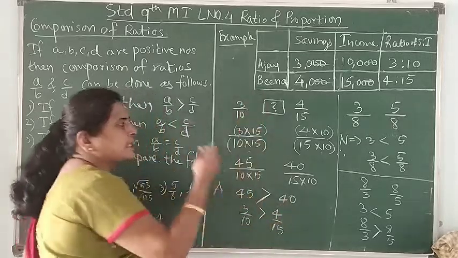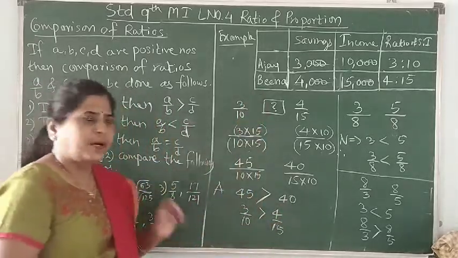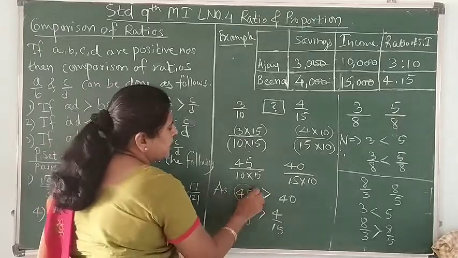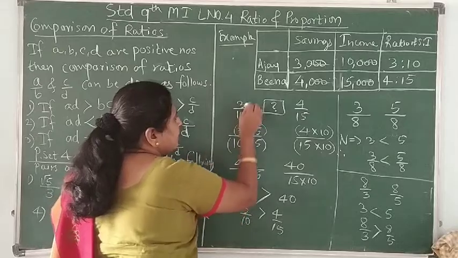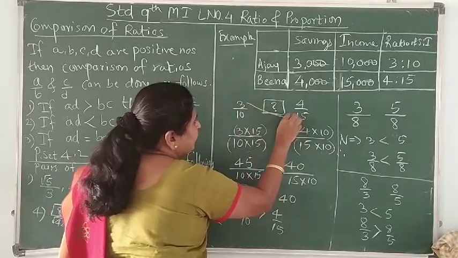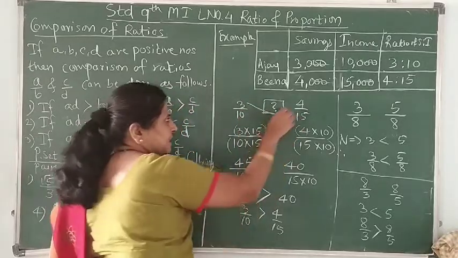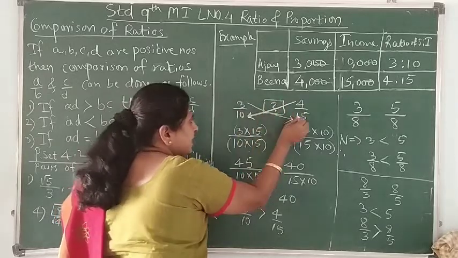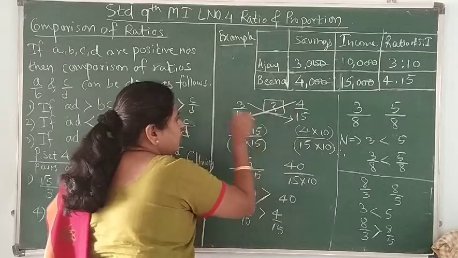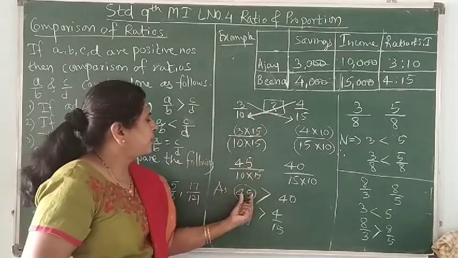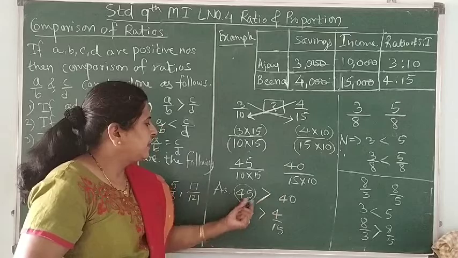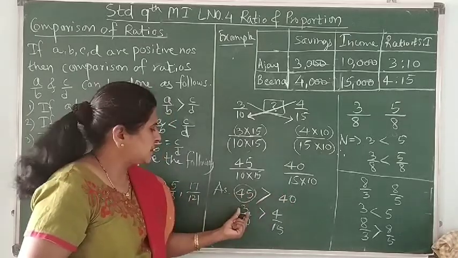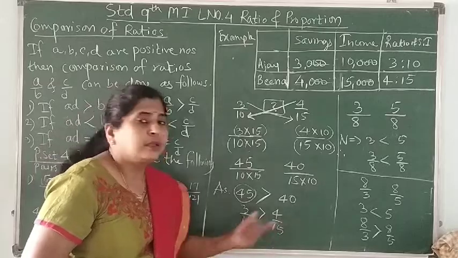So the logic I have explained. Now I will give you the smart thing. We are just taking the product of 3 and 15, so we are multiplying the numerator of the first with the denominator of the second. We are multiplying crosswise, so it is 3 into 15 and 4 into 10. We are just comparing these two numbers, and if 45 is bigger than 40, the first product is bigger than the second, and the first ratio is bigger than the second.